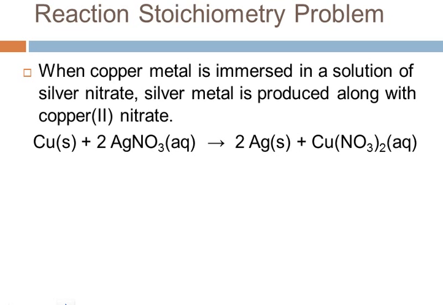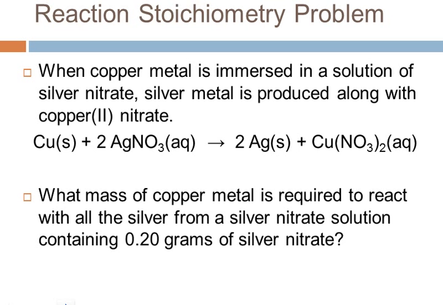So here we go. And the question is, well, what mass of copper metal is required to react with all the silver from a silver nitrate solution that contained 0.20 grams of silver nitrate? Okay, so there's a lot going on here, right? We've got that balanced equation. Let's think about our steps.